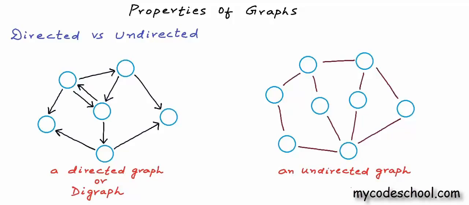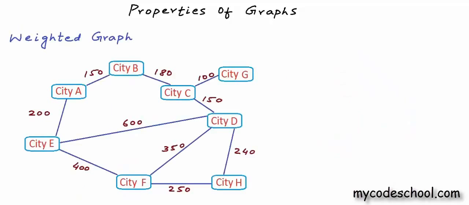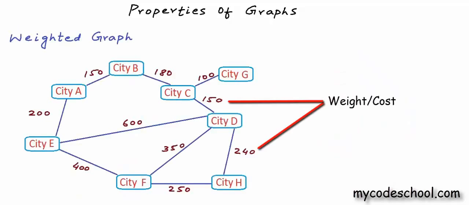Now, sometimes all connections in a graph cannot be treated as equal. So we label edges with some weight or cost, like what I'm showing here. And a graph in which some value is associated to connections as cost or weight is called a weighted graph. A graph is unweighted if there is no cost distinction among edges.